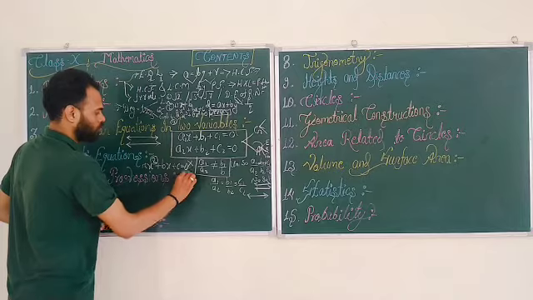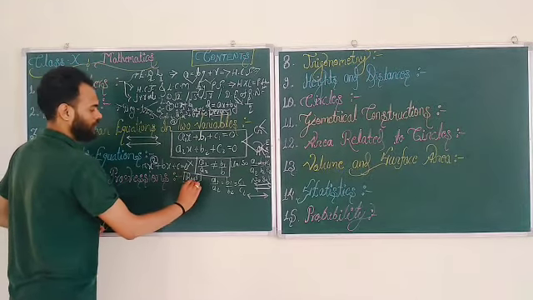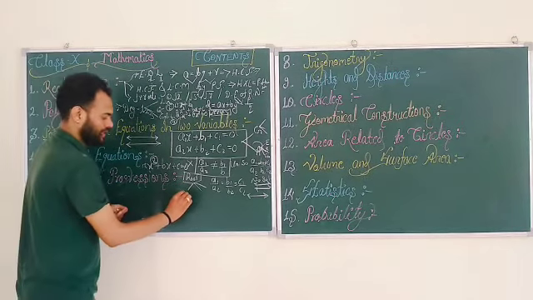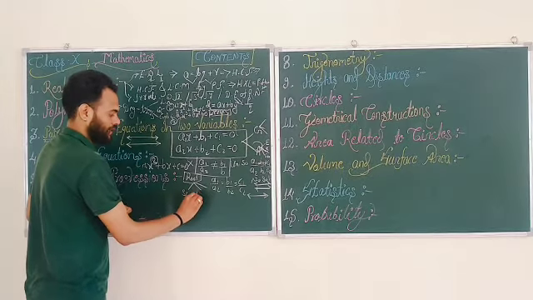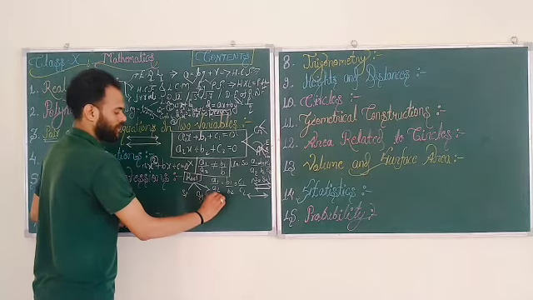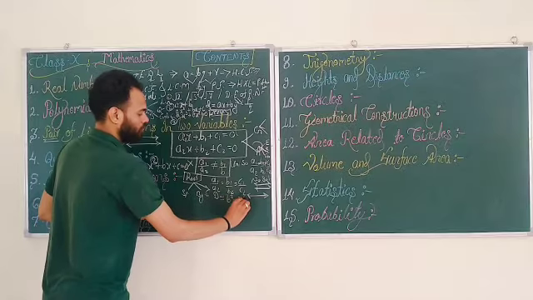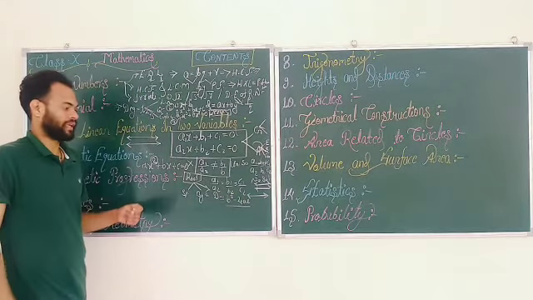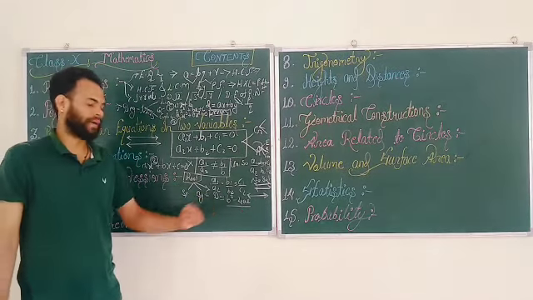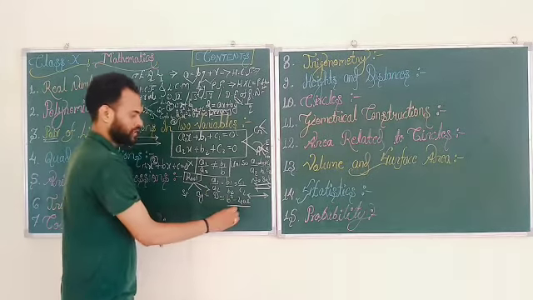We find out the roots of the quadratic equation by different methods: by splitting the middle term, by completing the square method, and the third one is by using the discriminant, b square minus 4ac. We also find out the nature of the roots on the basis of b square minus 4ac.